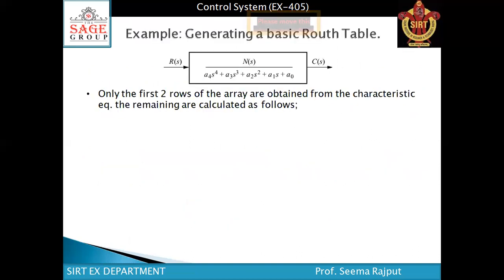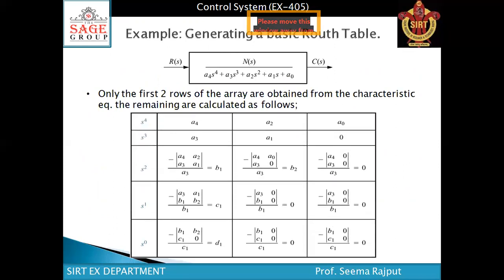So, here is one example, generating a basic Routh table. There is one transfer function and only the first two rows of the array are obtained from the characteristic equation, and the remaining rows are calculated as follows. So there is a table, and that table is known as the Routh table.